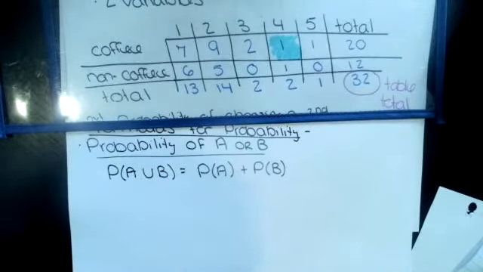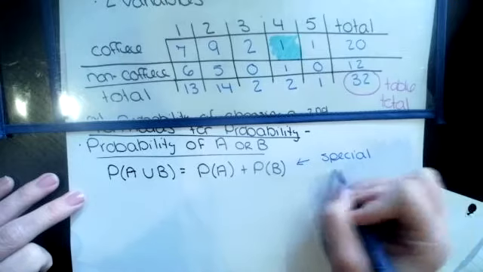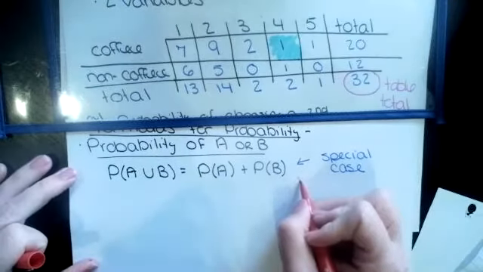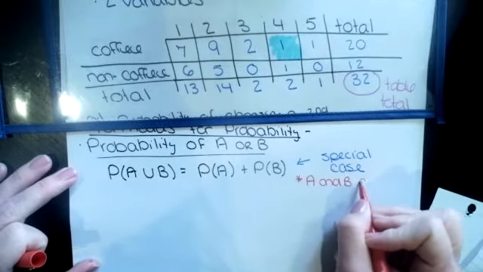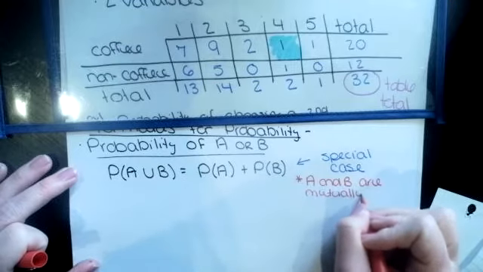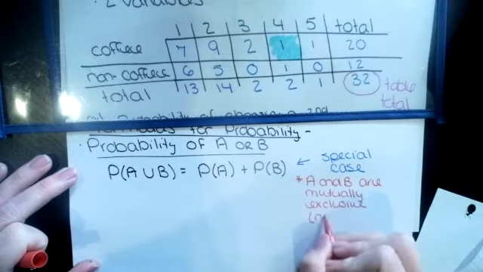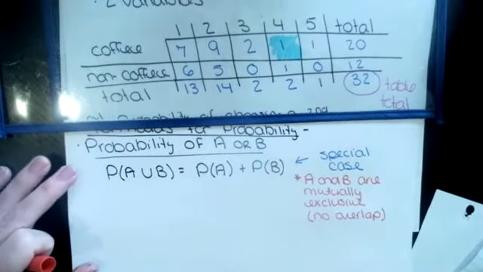This is what we call a special case. I have to know something before I can use this situation, okay? And the special case just means that these are mutually exclusive. So I'm going to write this all right here. So event A and event B are mutually exclusive. And what that means is that there is no overlap. So if two events are mutually exclusive, it means there's no overlap.